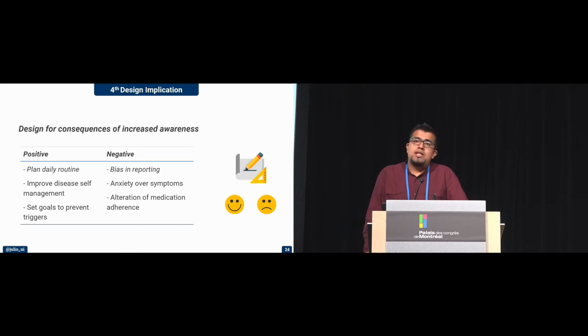And also to design for consequences of increased awareness. So we saw positive and negative consequences. For example, one of the participants was planning their routine around these notes, but from the literature we saw that it is possible to also improve your disease self-management, and people can also set goals to prevent triggers that can make their symptoms worse. And on the negative side, we saw a possible bias in the reporting strategy, but people can also be anxious over their symptoms or dwell on their symptoms, as we saw in a focus group a couple of years ago. And in an extreme case, they could also try to alter the medication schedule to try to feel better.